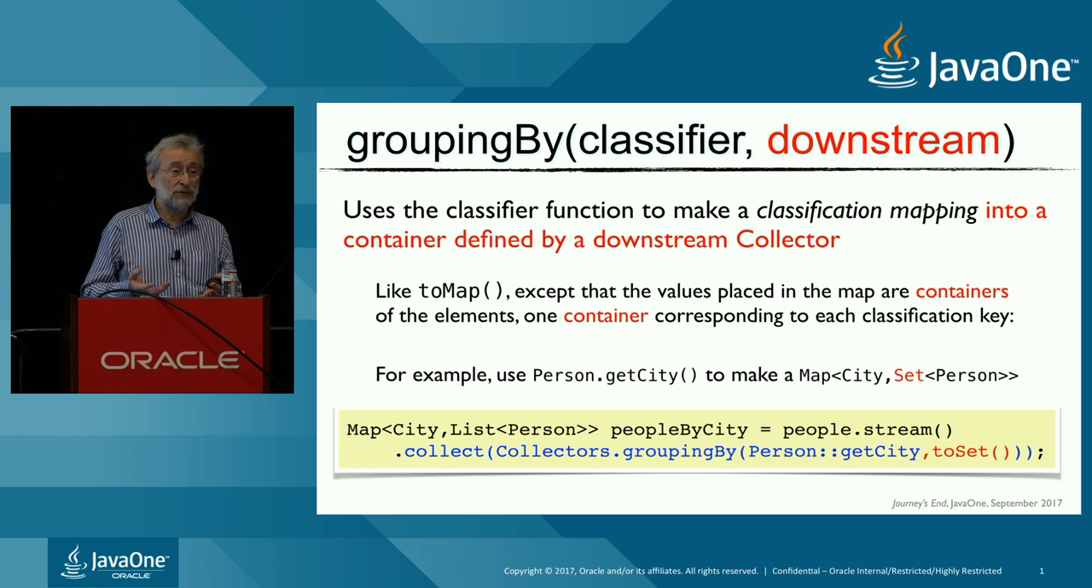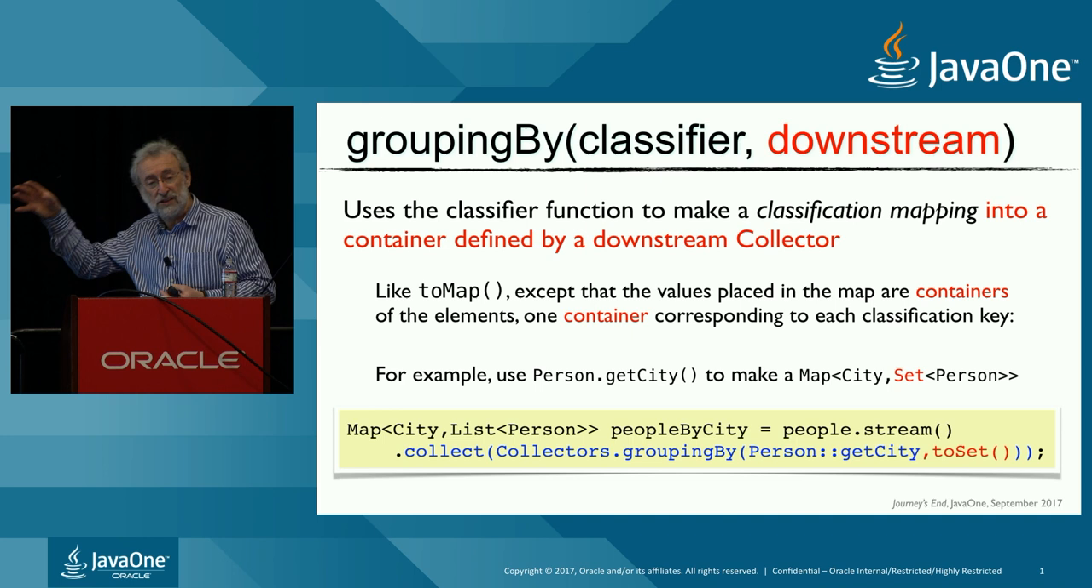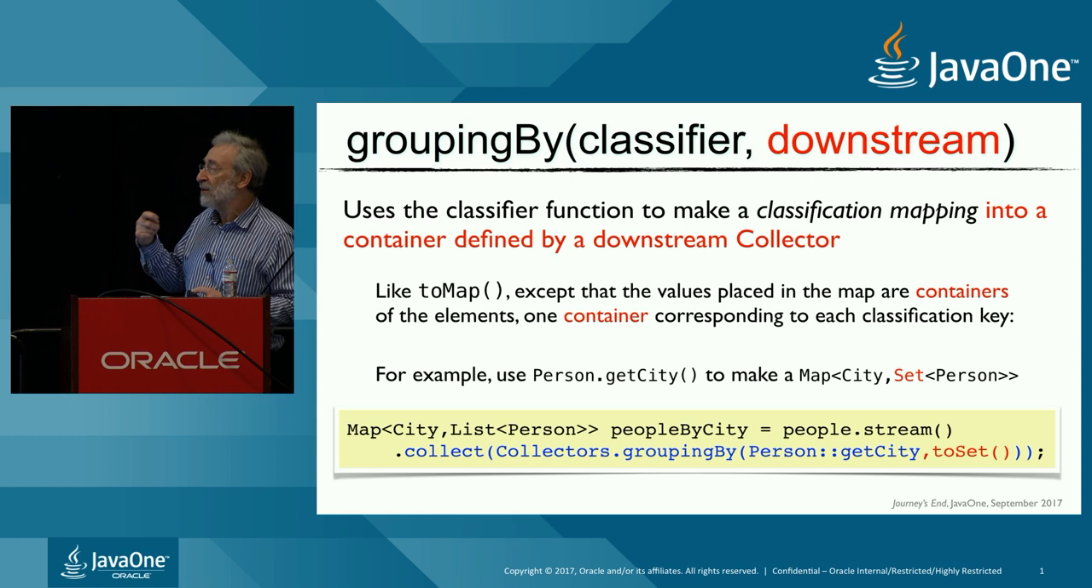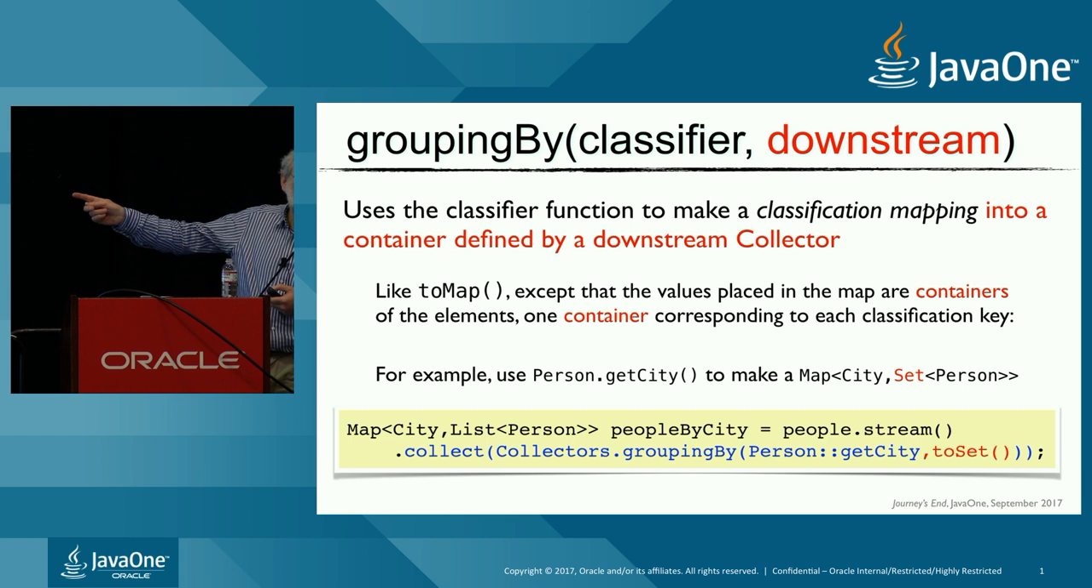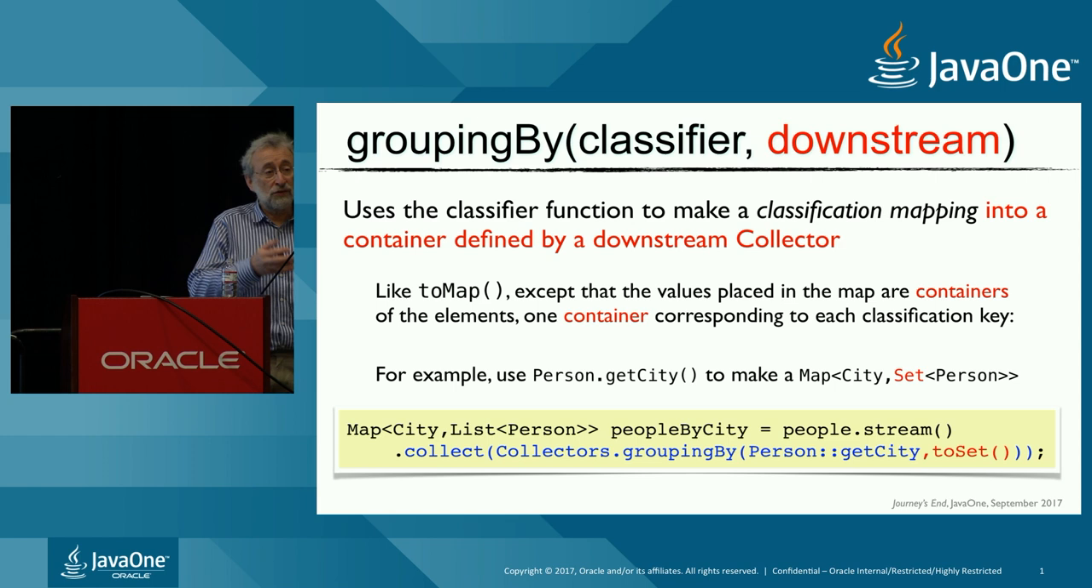So the overload of groupingBy, which takes a classifier and a downstream collector, uses the classifier function to make a classification mapping into a container, which is defined by a downstream collector. So another stage goes on. The values placed in the map are containers of the elements, and one container corresponds to each classification key. So if we wanted to get a set of person rather than a list of person, we would use a downstream collector toSet. Remember, toSet is a factory method of the Collectors class, which creates a collector for you. So there's a collector embedded inside of this collector.